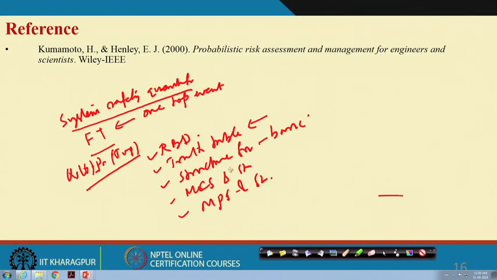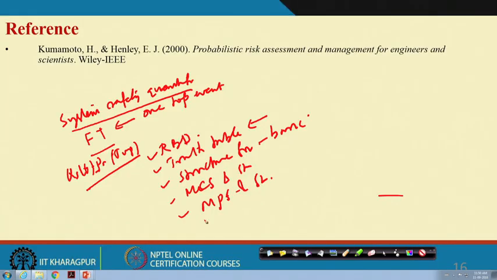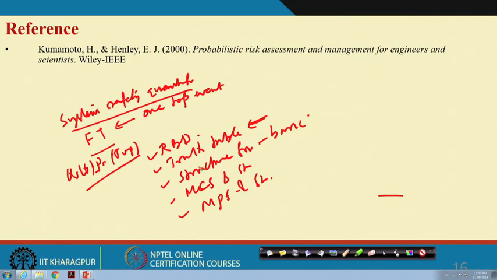Now, the truth table is basically an enumerated one, it will give you all possible combinations. So, that is why it is probably the more accurate one, or otherwise I can say your knowledge about the total system in terms of the top event occurrence will be much clearer, the nitty-gritty is known. Then we have gone for the structure function.